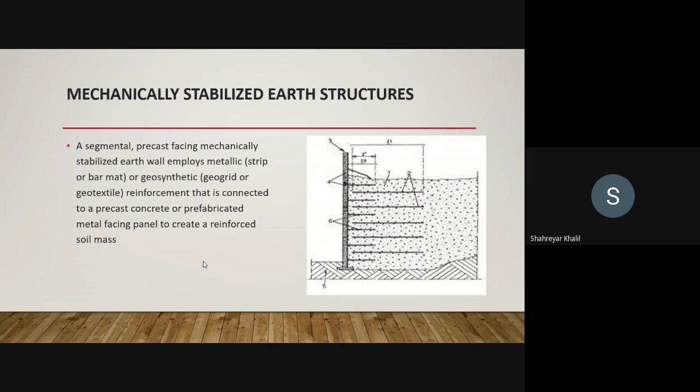The next one is mechanically stabilized earth structure. These are segmental precast facing mechanically stabilized earth walls, employing metallic strip or bar mat or geosynthetic grid or geotextile reinforcement that is connected to precast concrete. As you can see in this picture, the reinforcement is connected to this precast concrete slab.